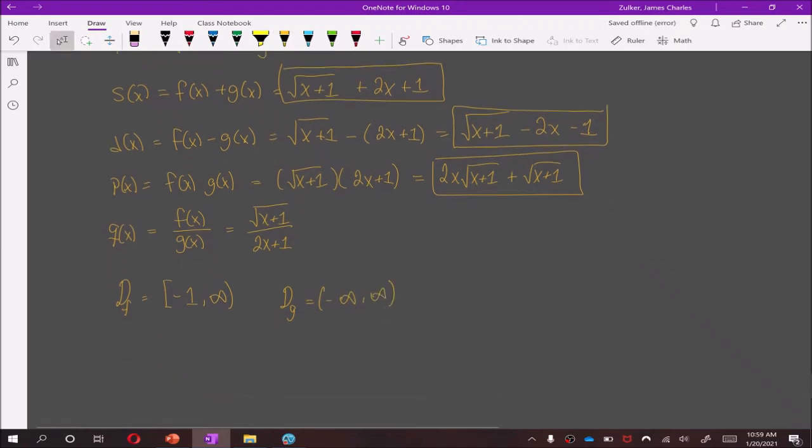Now, the domain of the sum, the difference, and the product are all the same. And that is the domain of f intersected with the domain of g. So that is negative 1 to infinity intersected with minus infinity to infinity. It's all the common elements. That is negative 1 to infinity.